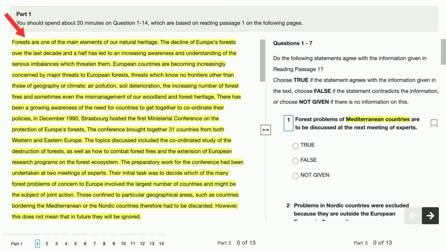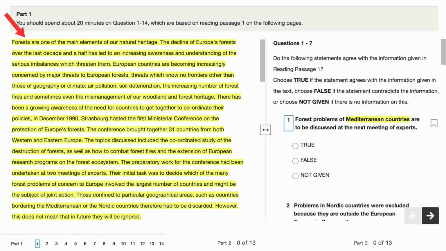The topics discussed included the coordinated study of the destruction of forests, as well as how to combat forest fires and the extension of European research programs on the forest ecosystem. The preparatory work for the conference had been undertaken at 2 meetings of experts. Their initial task was to decide which of the many forest problems of concern to Europe involve the largest number of countries and might be the subject of joint action.